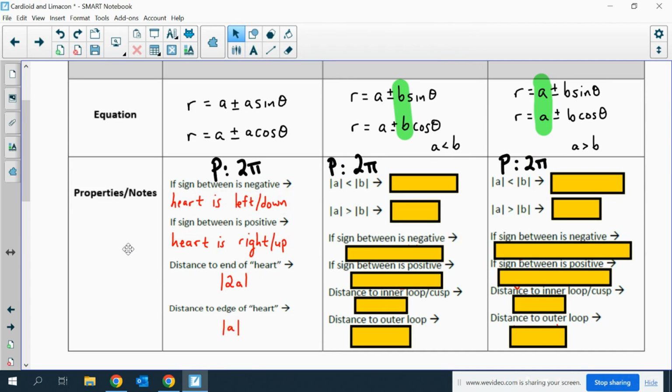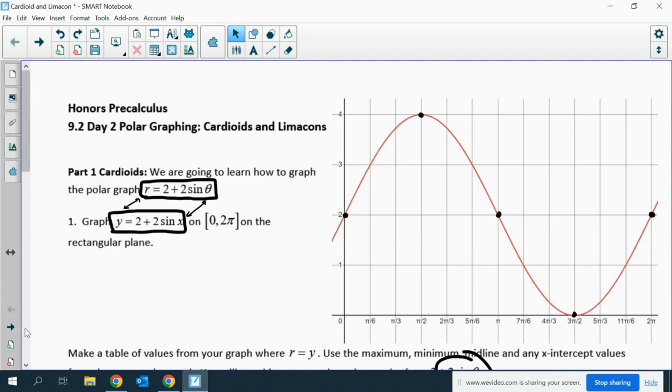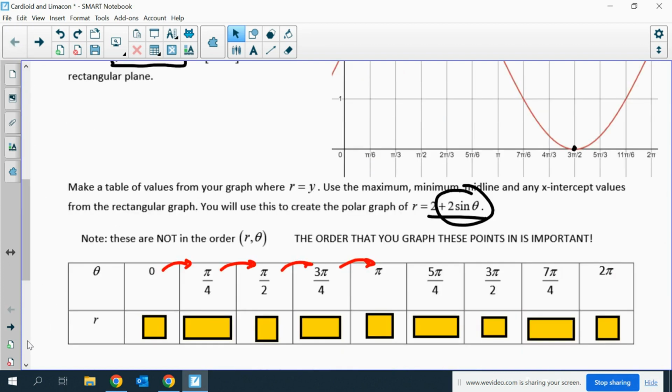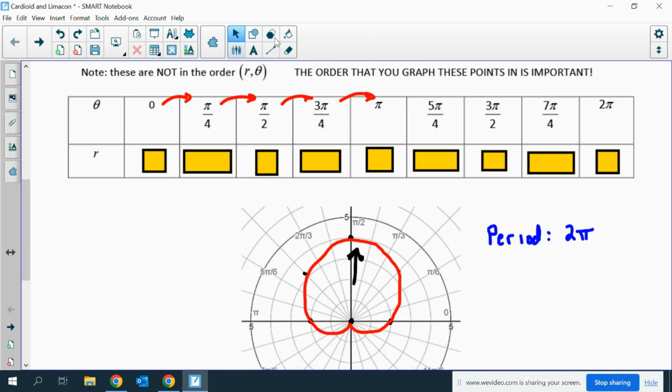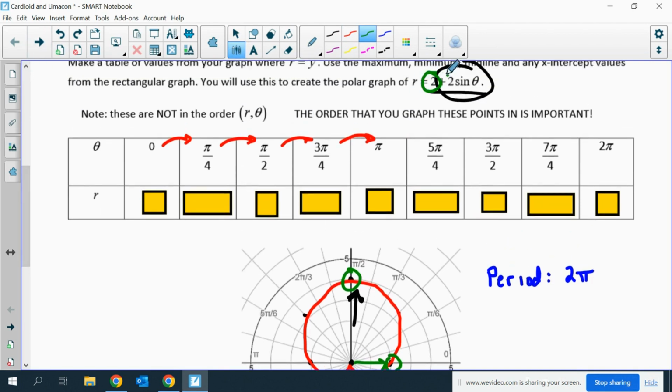Here are some more properties that you may notice, and you can go back and check to see if all of these things make sense with the picture. The distance to the end of the heart was the absolute value of 2 times this number, and the distance to the edge of the heart was just the absolute value of that number. So if I look, notice the distance to the end here is 4. The distance to the edge was 2. And that makes sense because A was 2.